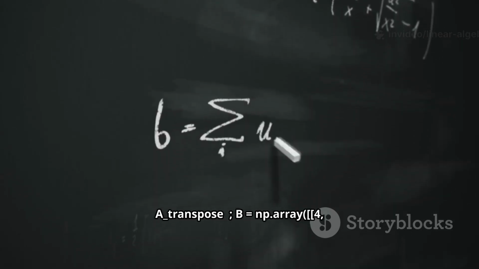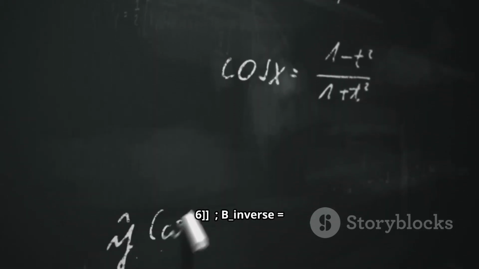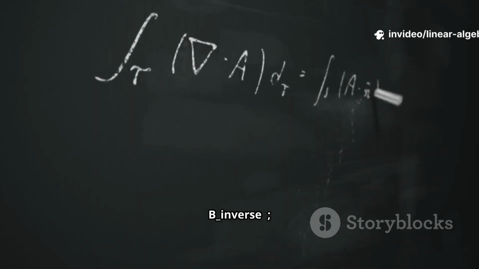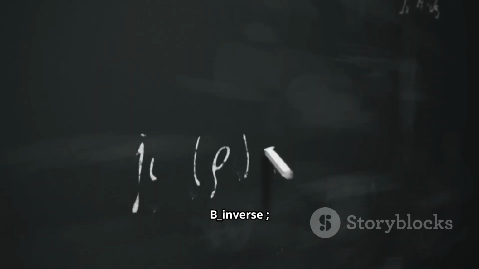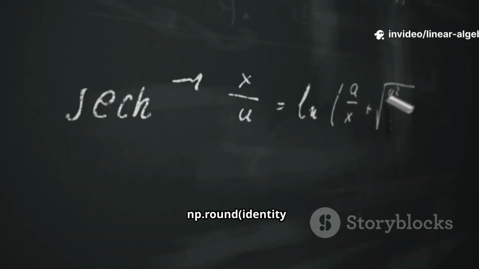A transpose. B = np.array([[4, 7], [2, 6]]). B_inv = np.linalg.inv(B). Print original matrix B. Print inverse of matrix B. Identity = B @ B_inv. Print B multiplied by its inverse, np.round(identity).